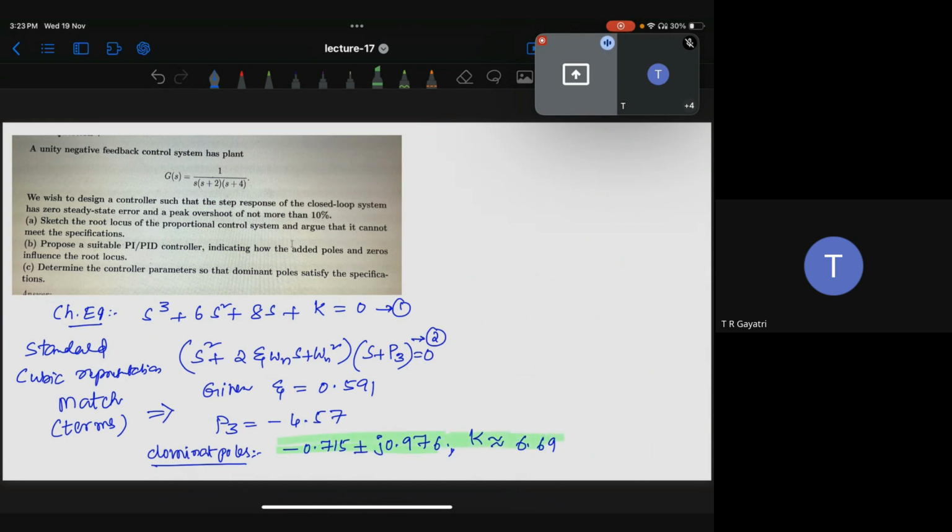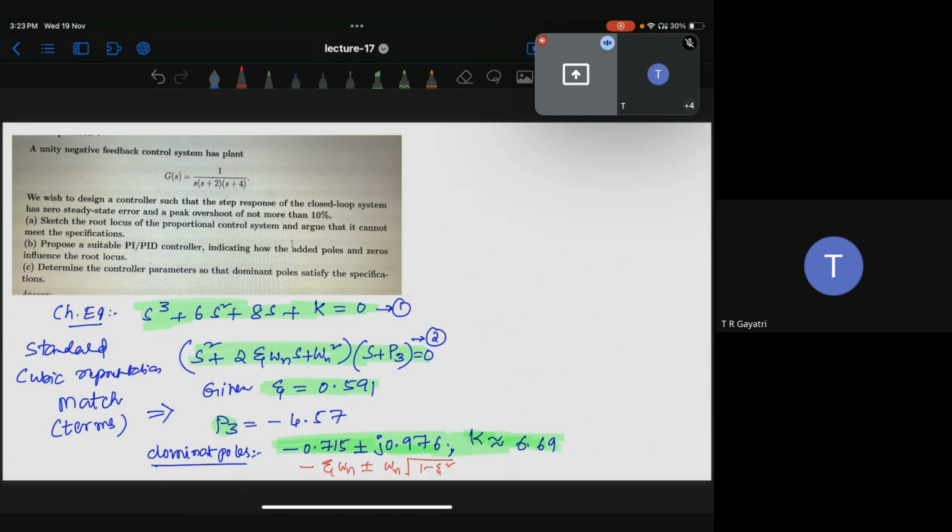So what we are doing here is considering our characteristic equation and the standard cubic representation, comparing the terms for zeta, which we already know. So we are calculating P3, this dominant pole, and k also. We generally know this expression, minus zeta omega n plus or minus omega n root over 1 minus zeta square, for a second order system. Correct?